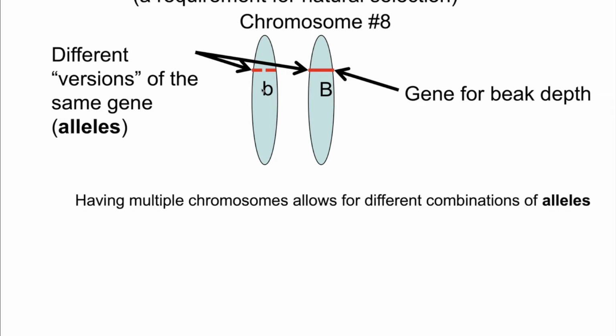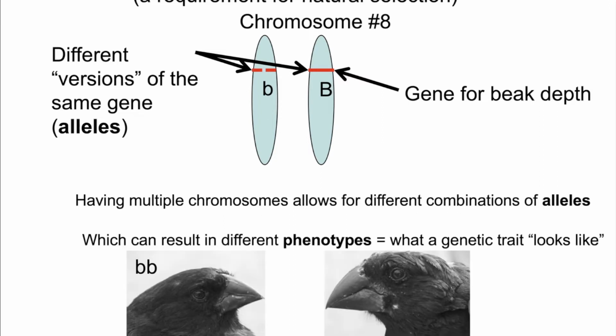Okay, and so having multiple chromosomes in an individual cell allows for different combinations of these 2 alleles. And those different combinations of alleles, in turn, can result in different phenotypes, or what that genetic trait looks like. So for example, you could have an individual with 2 chromosomes that have little b and little b alleles, and that individual will have a short beak, or you could have an individual that has 2 big B alleles in its 2 chromosomes and has a very deep, thick beak, okay?